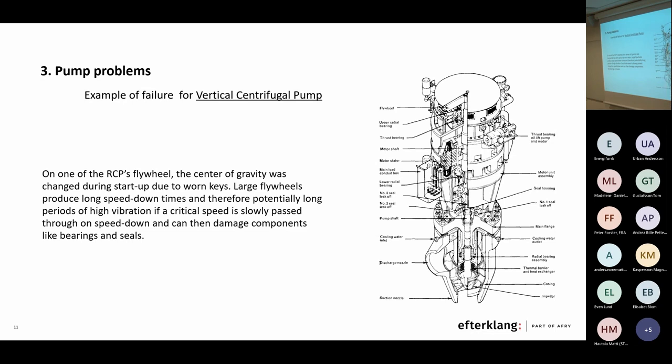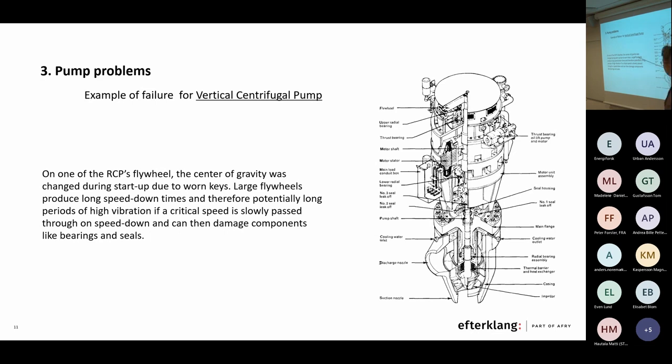Here is one example that we got on the vertical centrifugal pump. That was an RCP cooling pump, which had a flywheel here. The plant thought that the center of gravity had changed because they had worn keys. So the change, so to speak, is the centralization of the shaft, which means that the loadings on the journal bearings changed, their stiffness changed, the stiffness of everything. You change your critical speed, the resonance, to sum it up.